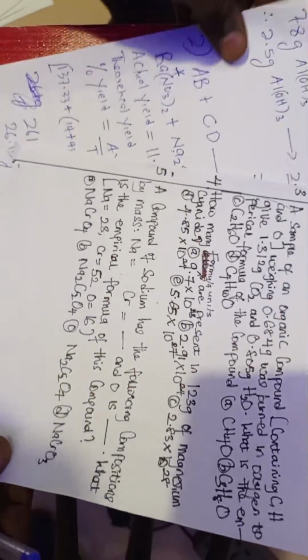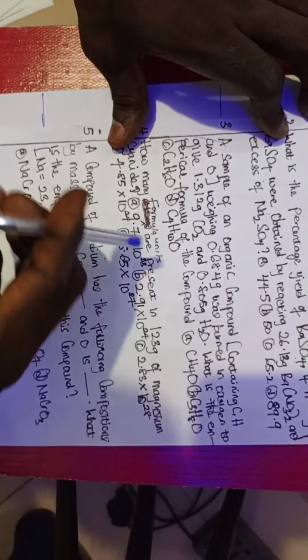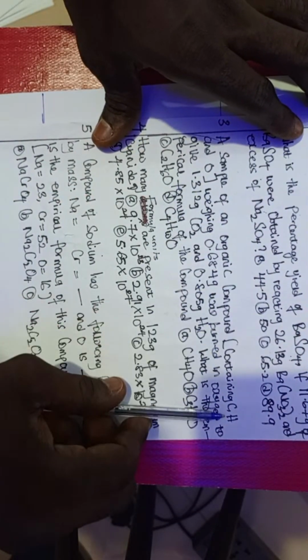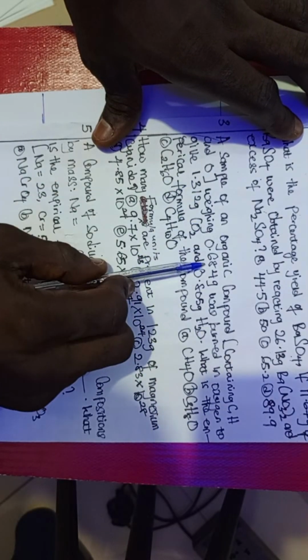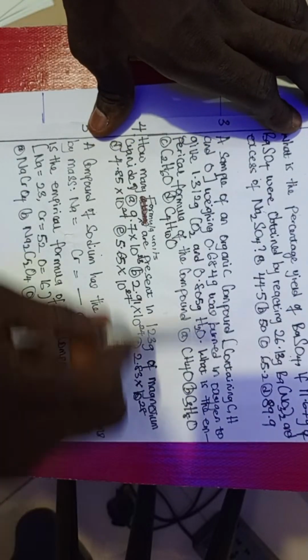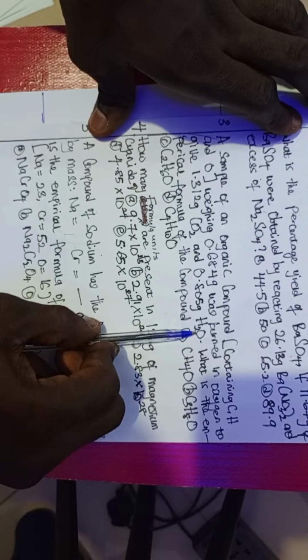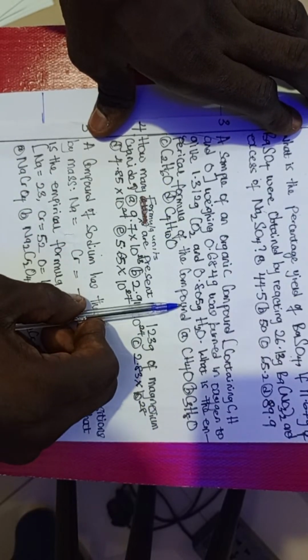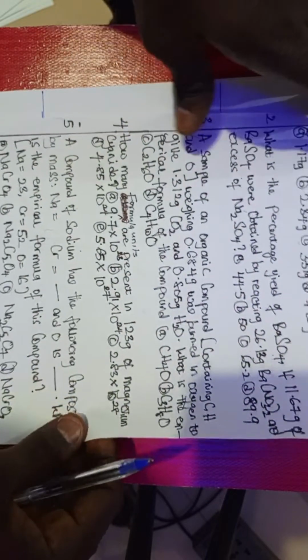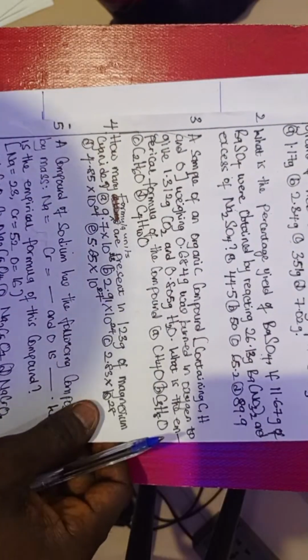Question number 3 says, a sample of an organic compound containing carbon, hydrogen, and oxygen, weighing 0.684 grams, was burned in oxygen to give 1.312 grams of CO2 and 0.805 grams of H2O. What is the empirical formula of the compound? Let's solve this problem. This is similar to the problems we've solved in class on empirical formulas. So let's write out the given parameters here. Don't forget, I'm solving question number 3.